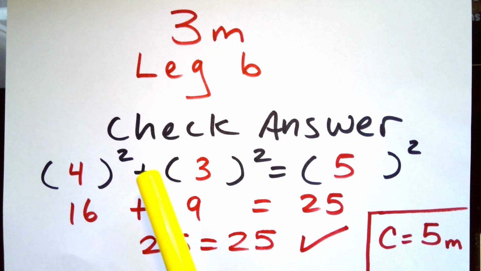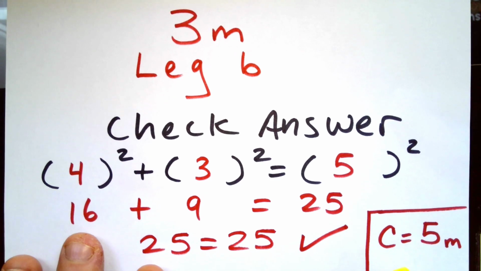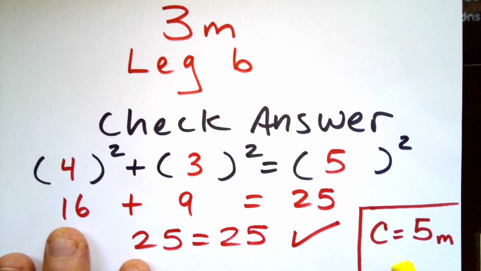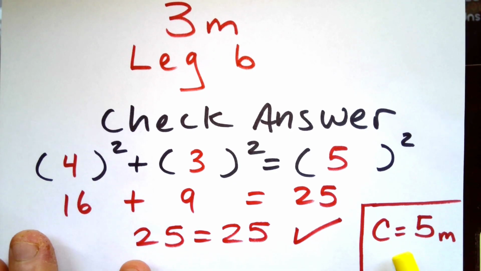4 squared is 16, plus 3 squared is 9, equals 5 squared is 25. 16 plus 9 is 25, equals 25. When one side equals the other side, you know that answer checks. Our answer, the hypotenuse c, has got to be 5 meters.